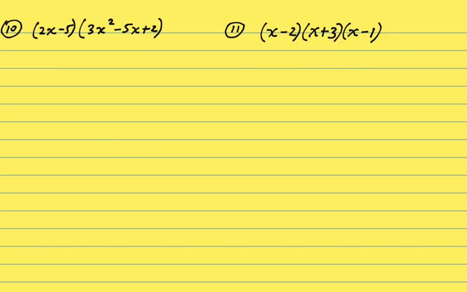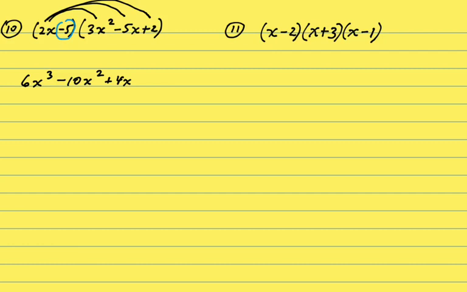Okay, after 9, we go to 10. We're distributing again. 2x times 3x squared is 6x to the third. 2x times negative 5x is negative 10x to the second. 2x times 2 is 4x.